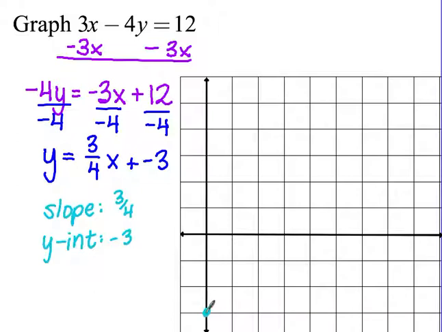Slope. So tell me what I need to do from this point. Up 3, over 4. There you go. What do you think? Now make sure you put arrows on the end of that line. Not too bad? Questions on that? We've got 2 more graph ones we're going to look at.